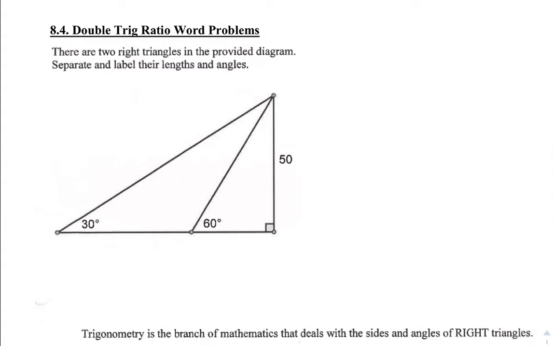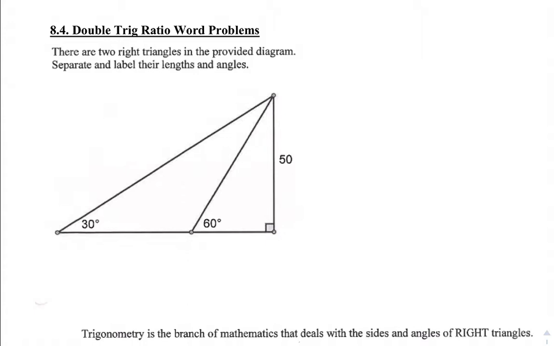So yesterday we did word problems. Today we are going to do word problems with two right triangles. So in this picture there are two right triangles. Can you separate them and label them?